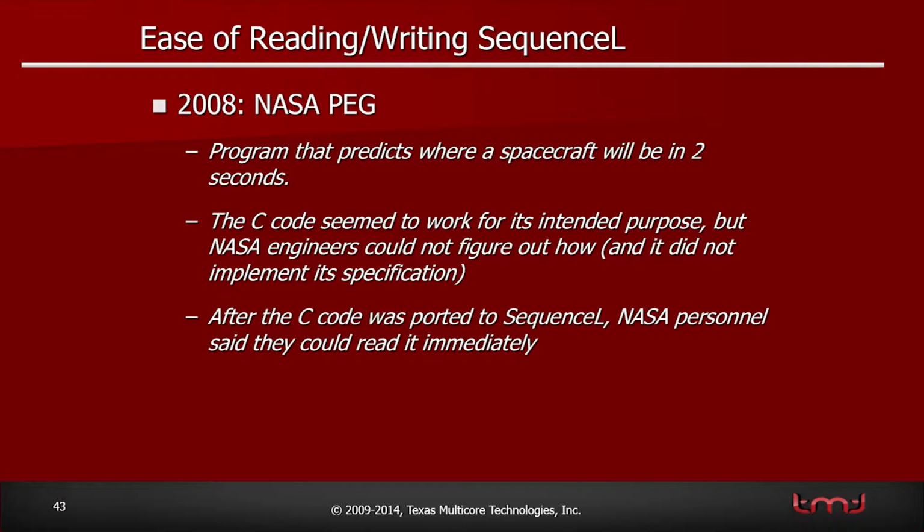In 2008, NASA was working on the PEG system for a space shuttle. This is a system that determines where a spacecraft will be in 2 seconds as part of the shuttle abort system. If there is a malfunction, depending on the severity of that malfunction, the spacecraft will either attempt to land at a runway or be forced to abort into the ocean. The C code that had implemented the system appeared to work, but it didn't seem to implement its specification, and the people who had worked on it had left.